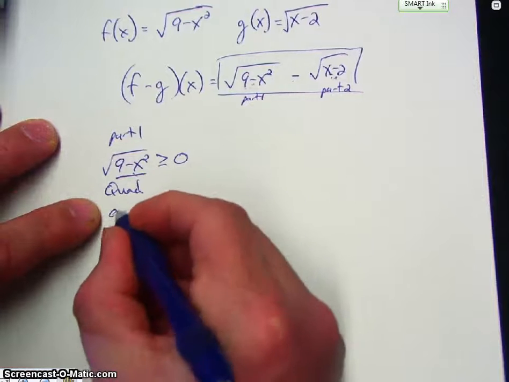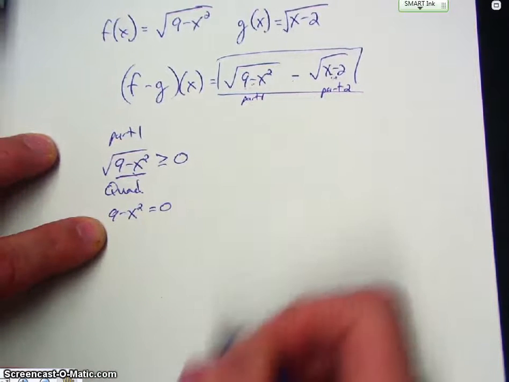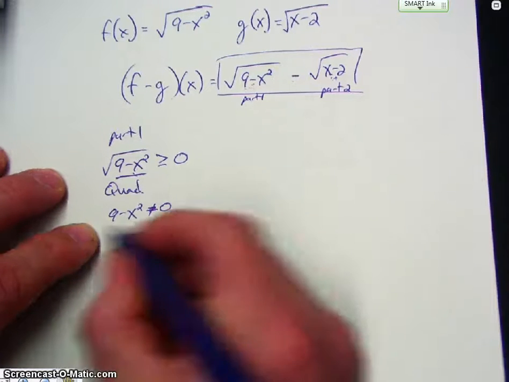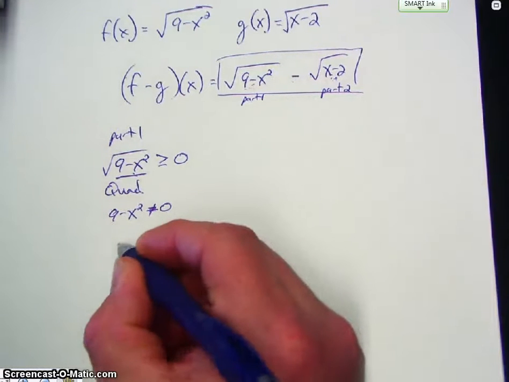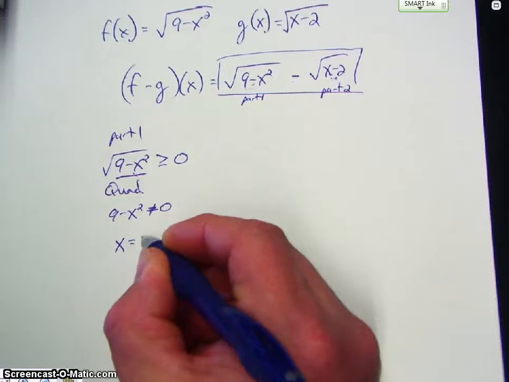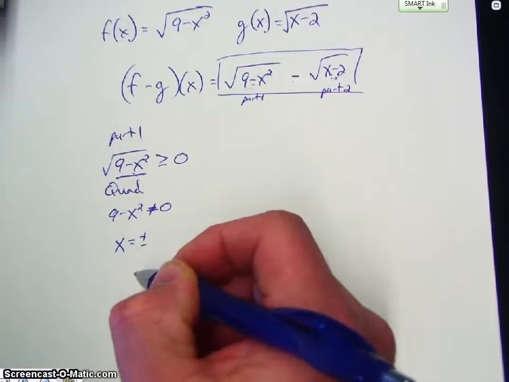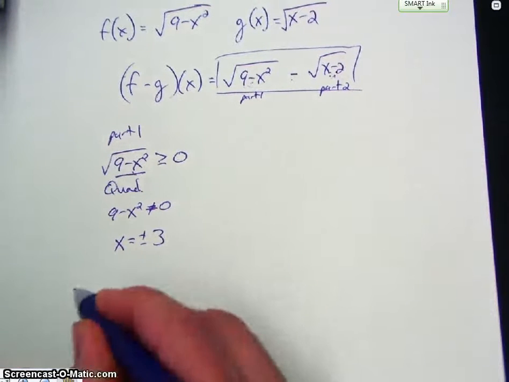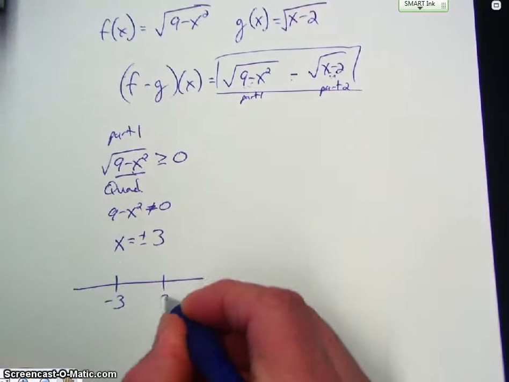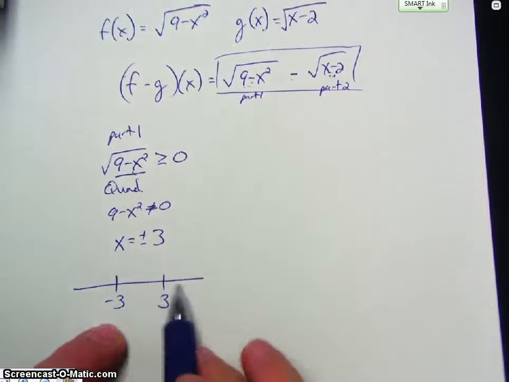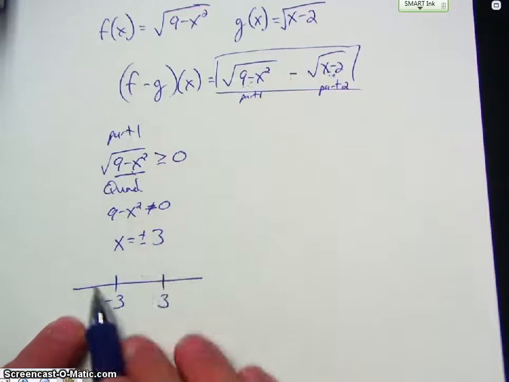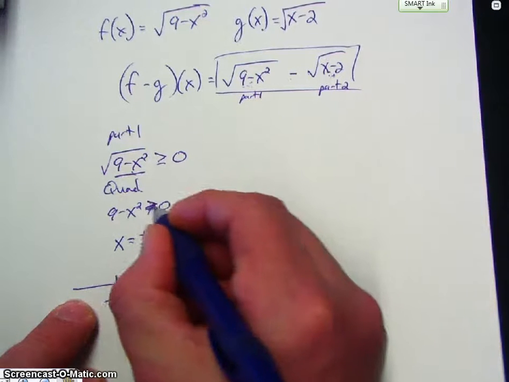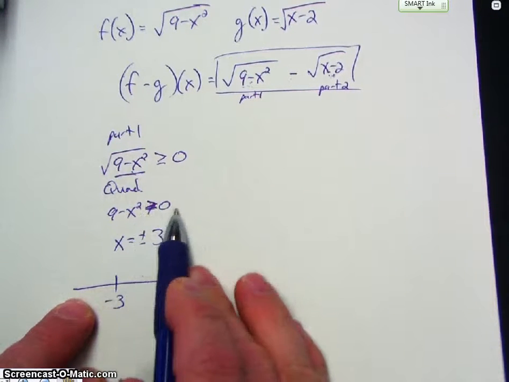So first thing we do, we take 9 minus x squared and set it equal to 0, or not equal to 0. It doesn't matter. Here we solve, and we end up getting x is equal to plus and minus 3. So I draw a number line, here's -3, 3. There are 3 sections here, and I have to test to find out which sections will make this statement true: 9 minus x squared is greater than or equal to 0.